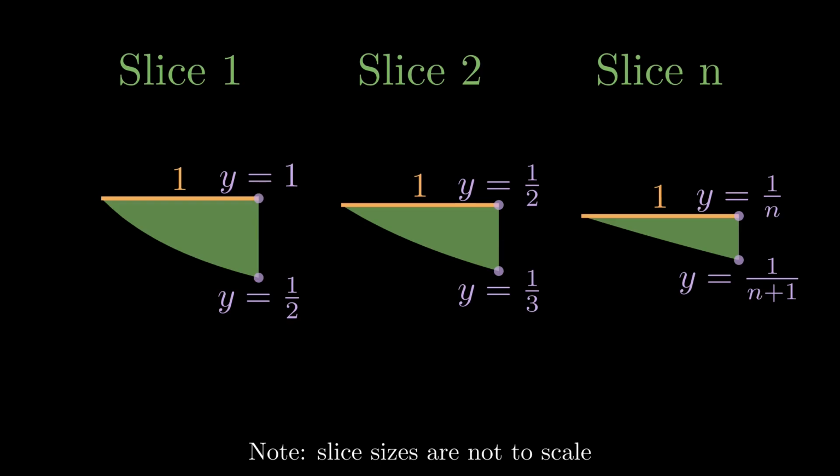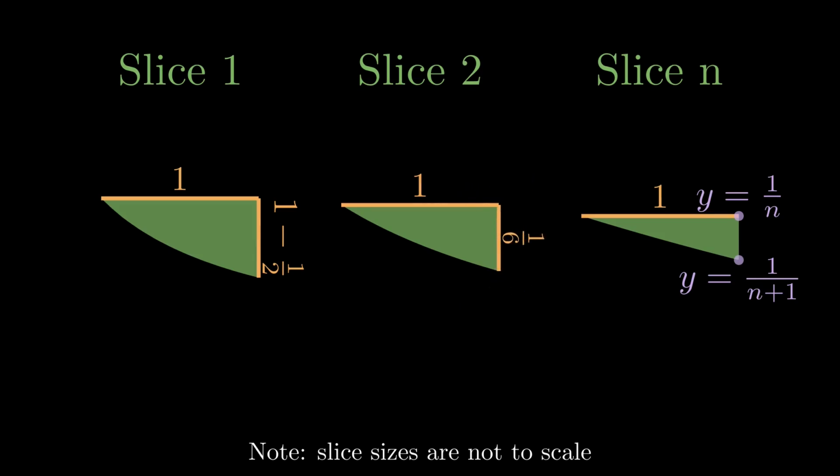For the first slice, the top is 1 and the bottom is 1/2, meaning the height is 1 minus 1/2. Yes, this is equal to 1/2. However, we're going to keep it written as 1 minus 1/2 for a few reasons that should become clear in just a moment. Slice 2 has its top at 1/2 and its bottom at 1/3. Its height is 1/2 minus 1/3. The height of slice n is 1 over n minus 1 over n plus 1.